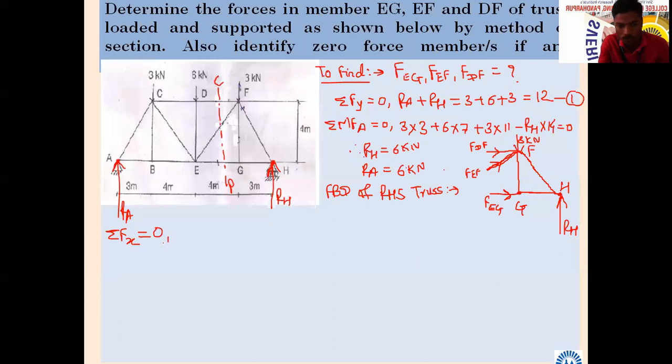Summation Fx equal to 0. Now tell me first. F DF, whether it will be plus or minus? Plus. What about F EF force? What angle would F EF make? Consider this triangle for some time. What kind of triangle is it? Who will describe this triangle to me?